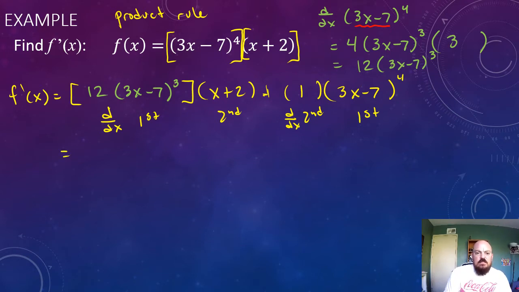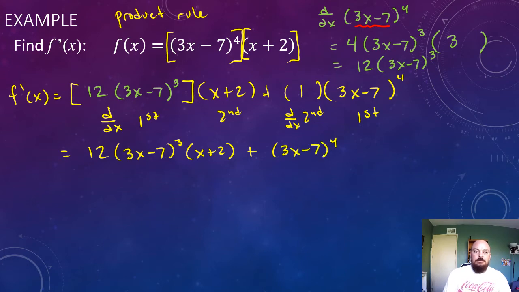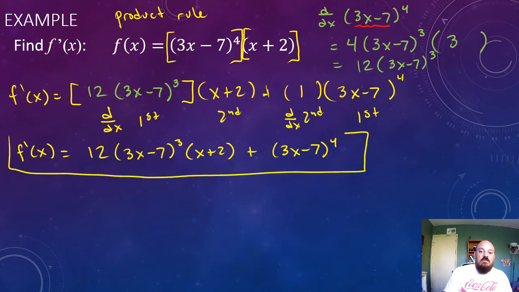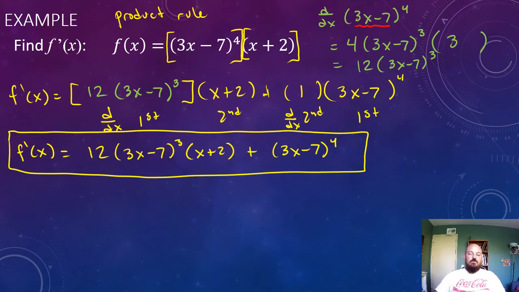If we basically just clean this up a little, the first piece I'm not going to do anything to. It's just 12. We'll get rid of some parentheses, but it's 12 times 3x minus 7 cubed times x plus 2. And the second piece, I don't need that 1. It's basically just 3x minus 7 to the 4th power. Now, for now, this is fine for an answer. If you gave me this for an answer, I would accept it. That is the derivative. That's f prime.